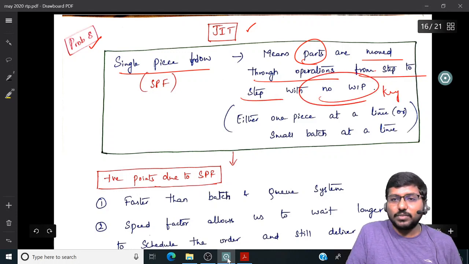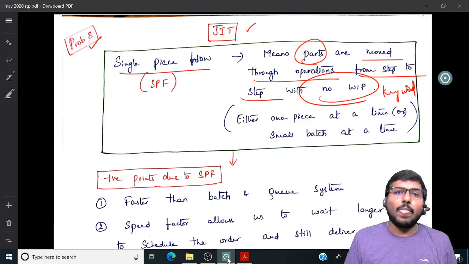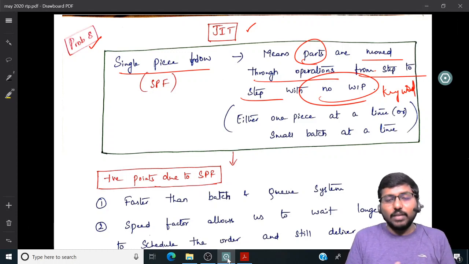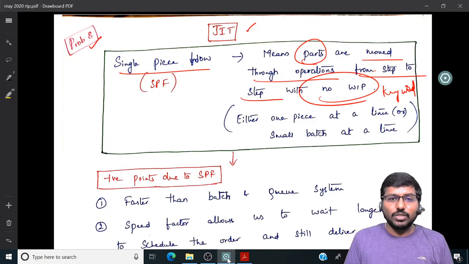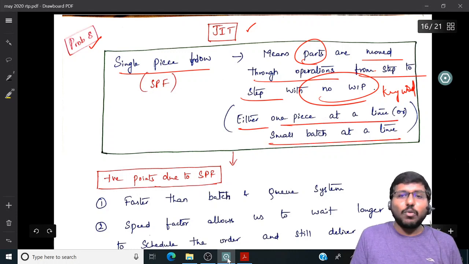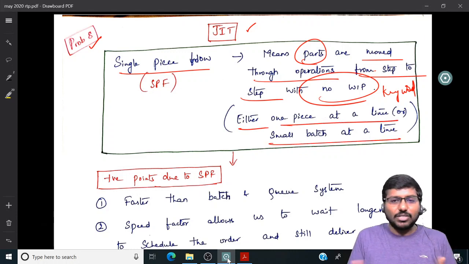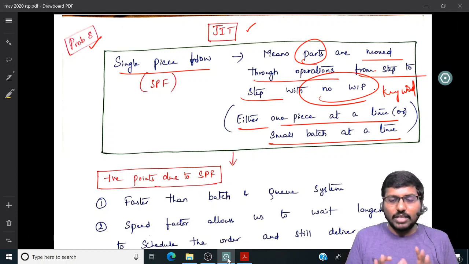So this is the keyword. If you as a company are following JIT with single piece flow, that means there will be no WIP in your manufacturing process, which means either it will be one piece at a time or a small batch at a time. If you are following batch costing, it goes that way. It ensures that there is no work in progress. So that's the whole concept of single piece flow.